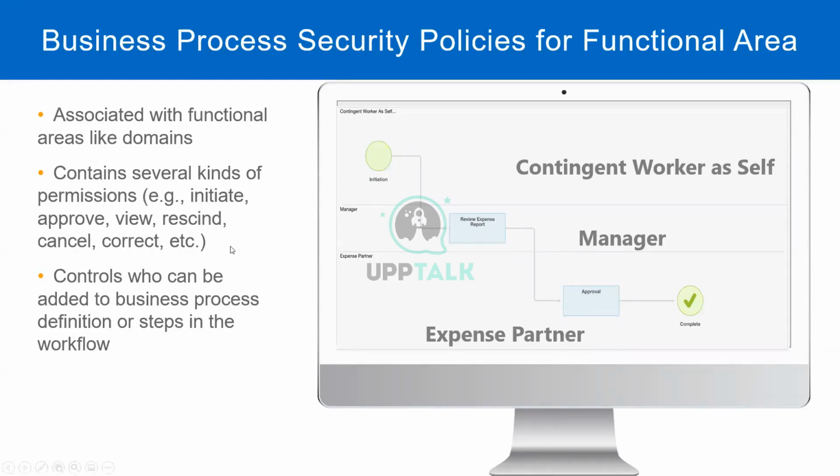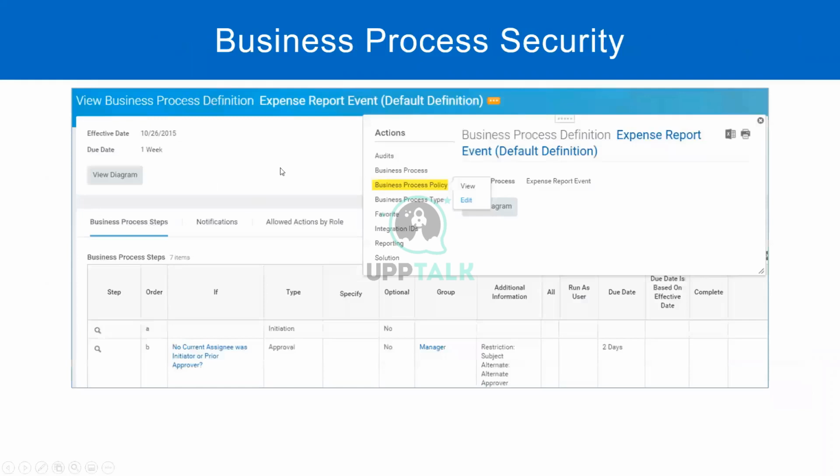Okay, so how do we navigate to the business process security policy? So you go to the business process definition. Right, like here, we are looking at the definition. Tell me what is the business process definition that we are looking at in this particular diagram. What is the business process definition we are showing in this particular expense report event? Right, it is mentioned right here. It is the expense report event business process definition that we are looking at.